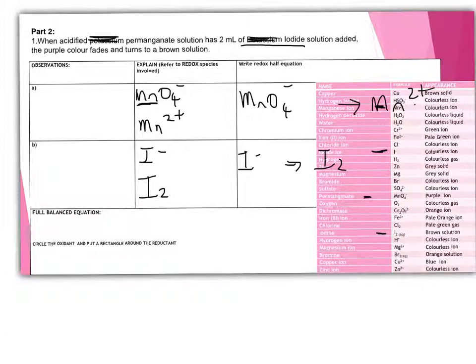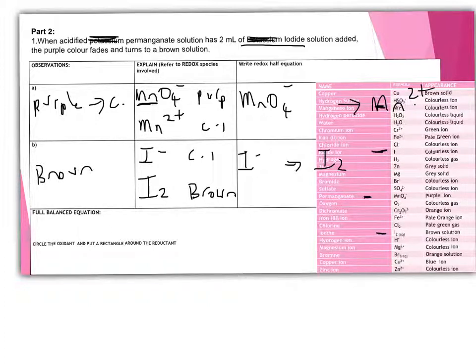Okay, you're going to write the colour. This is purple. This is the colourless ion. This is brown. So your observation is going to be purple goes colourless and brown forms. Okay.